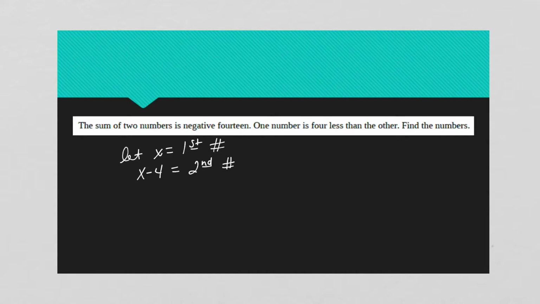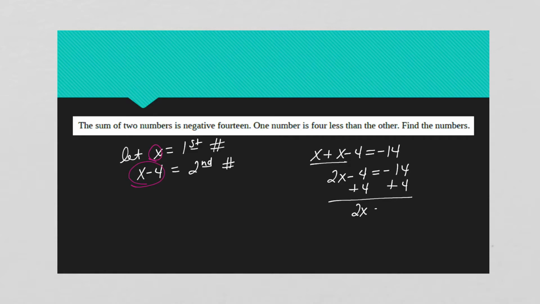Alright, and it says here that the sum of these two numbers is negative 14. So I've got x plus x minus 4 is negative 14. Combine your like terms. 2x minus 4 equals negative 14. I'm going to add 4 to both sides. 2x is equal to negative 10. Divide by 2. X is equal to negative 5.